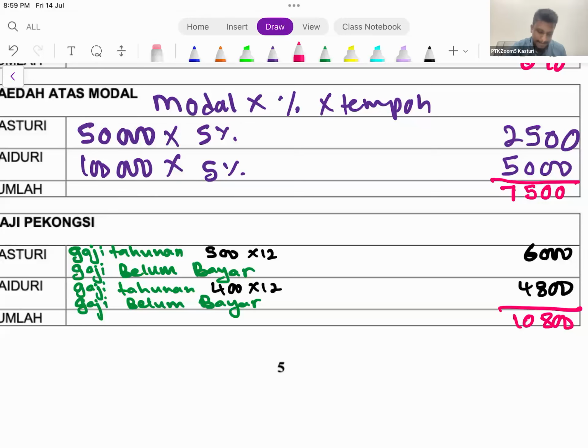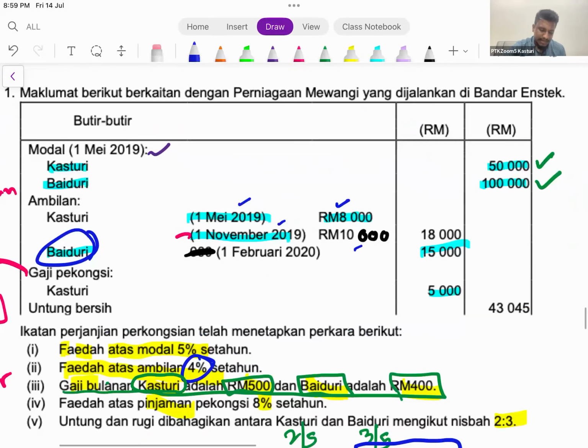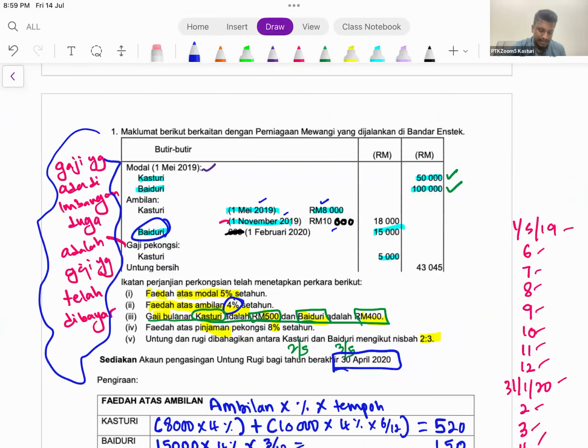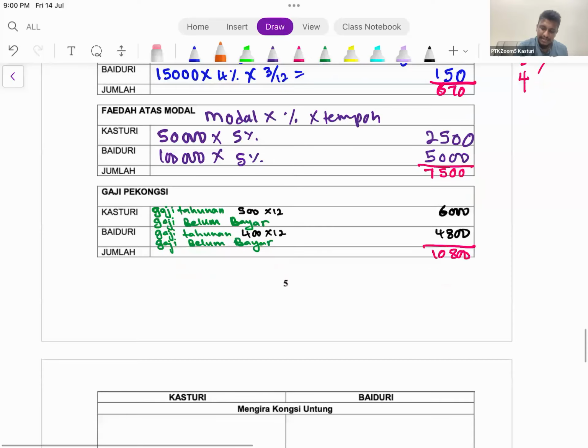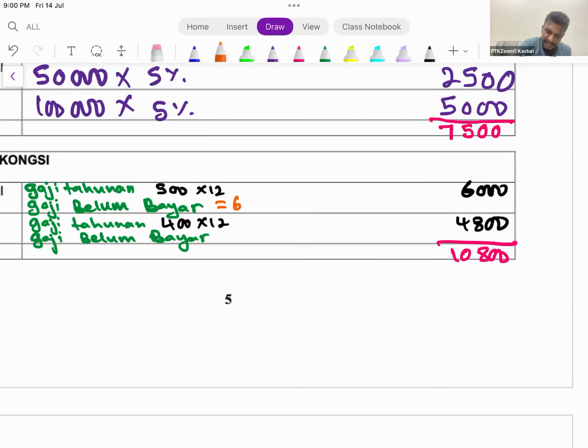Okay, gaji belum bayar. Just now I told you, right? Gaji yang ada di imbangan duga adalah gaji yang telah dibayar. So berapakah gaji yang telah dibayar? Gaji yang telah dibayar untuk Kasturi adalah 5,000. Tapi gaji tahunan dia berapa? Gaji tahunan dia 6,000. Daripada 6,000, 5,000 dah bayar. So gaji belum bayar adalah 1,000.